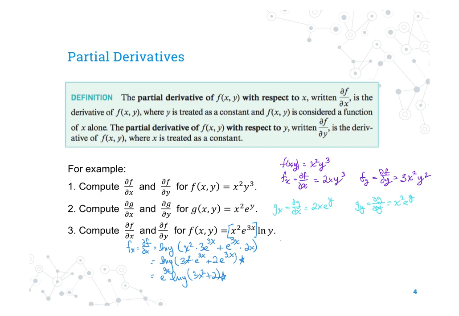So now let's try finding the derivative with respect to y. This one is going to be a lot easier because we get to leave the x squared e to the 3x alone because it's now a constant, times the derivative of natural log of y, which is just 1 over y.